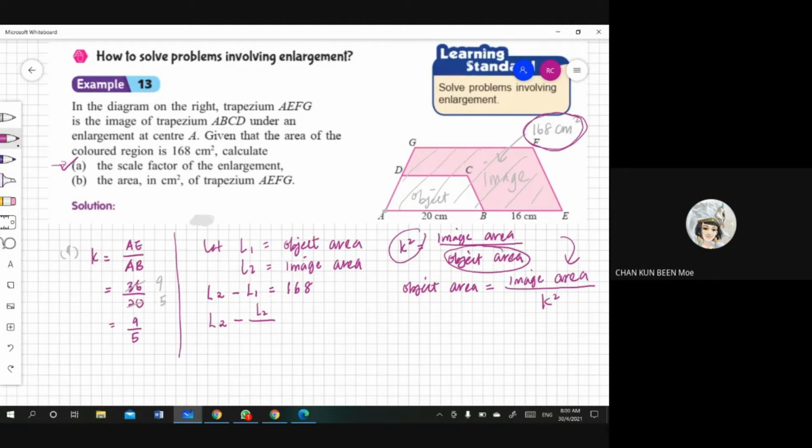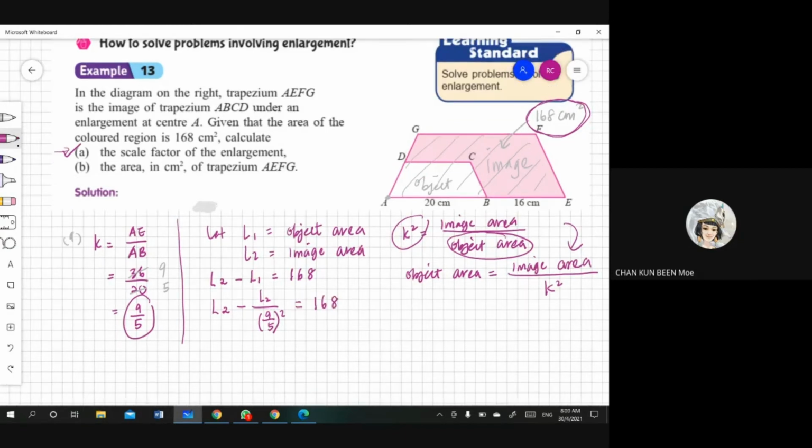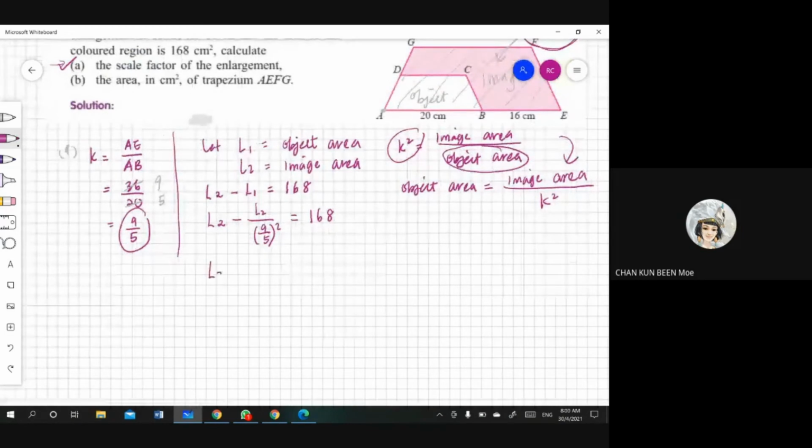Okay, the K2 area of the scale factor, that will be 9 over 5 squared, the one that we get earlier, this one. Make it equal to 168. Okay, so continue from there. L2 over 9 over 5 squared is actually equal to L2 multiplied by 5 over 9 squared, equal to 168. So we complete this part first. It is equal to 5 times 5, 25, 25 over 81 L2 equal to 168.